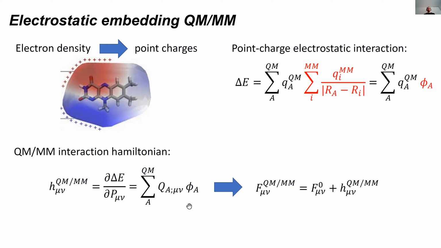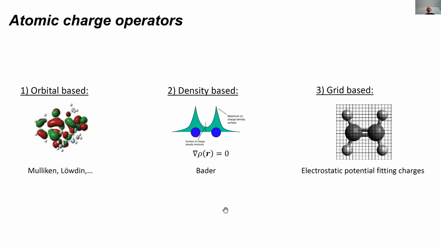So if we want to make this useful, we have to define how these atomic charge operators are. So we have to find a way to define our point charges, but that is one of the specialities of quantum chemistry. There are many methods that exist in the literature. The most well-known are the orbital-based methods, like the Mulliken population analysis, but there is also Bader analysis based on the topology of the density.